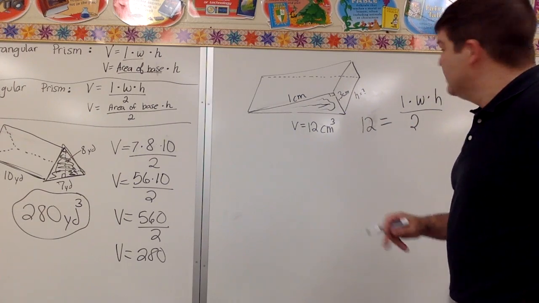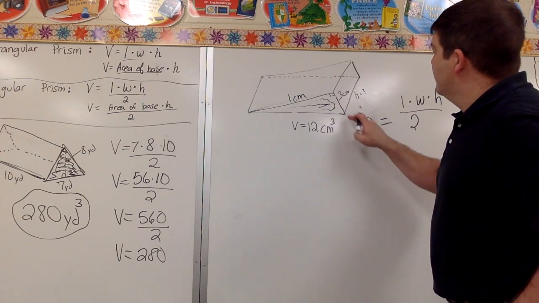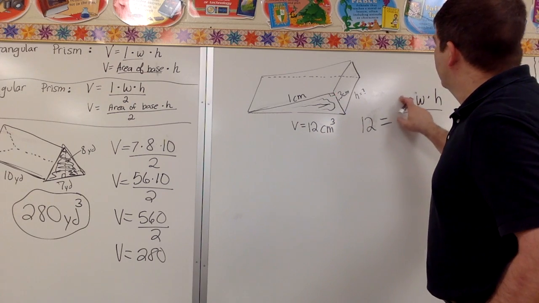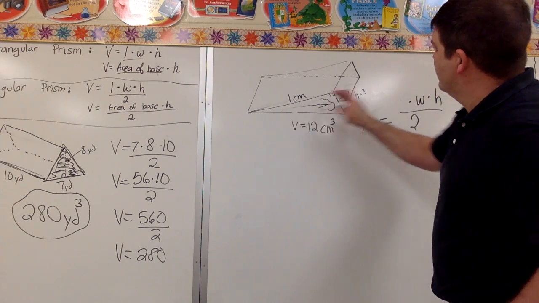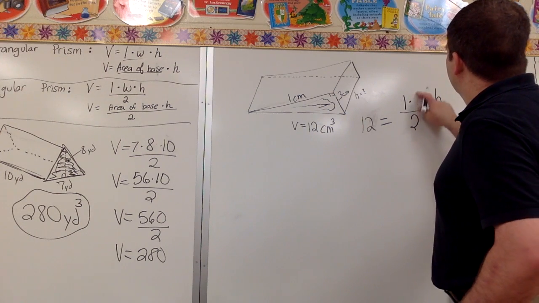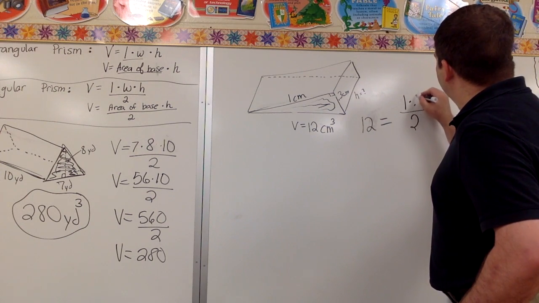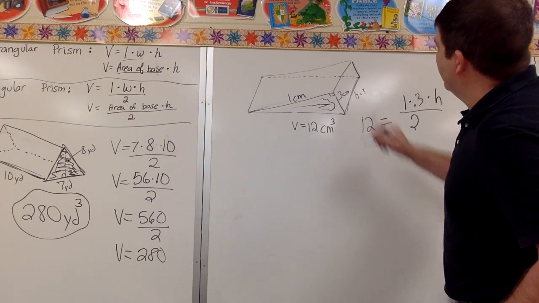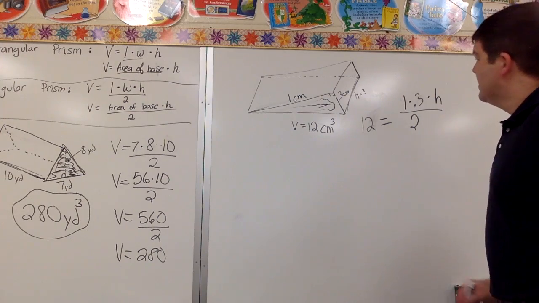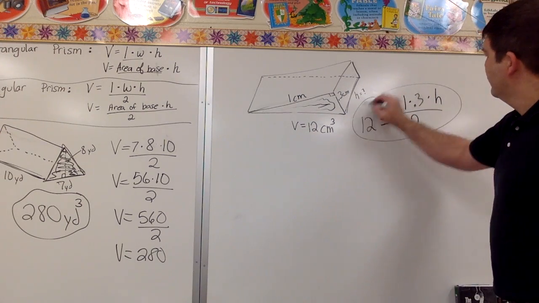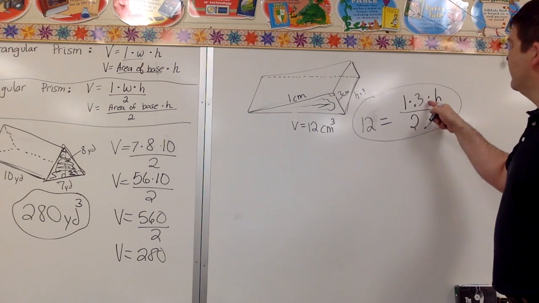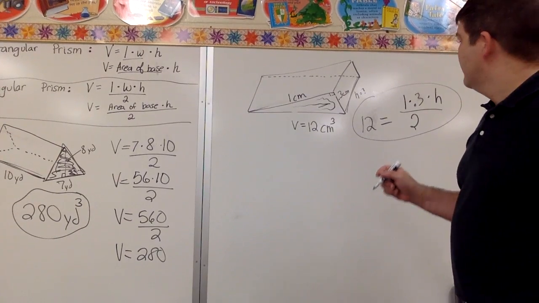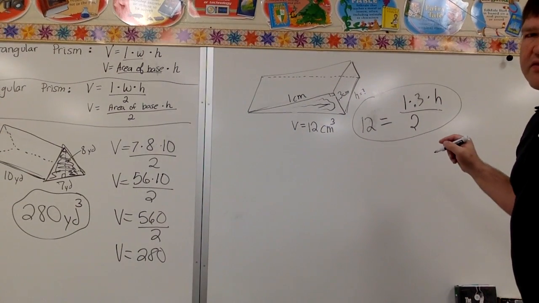My volume's 12. Now my length is, let's see, length of this one is 1. My width is 0.3. And my height, this part right here, I don't know what that is. So it's h. So I have my formula here. 12 equals 1 times 0.3 times h divided by 2. I need to figure out what my height is. I want to know what this h is. So I'm solving for h.